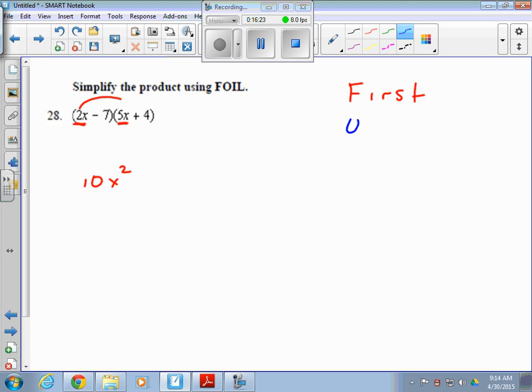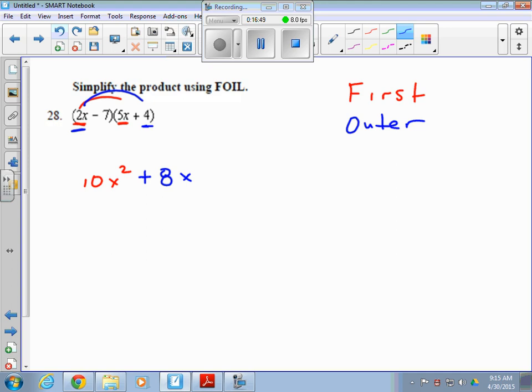The O part are your outer terms. Remember, when you're talking about outer, think of everything as a dartboard. This is the inner, this is the outer. So when you're looking for which ones are considered the outer ones, it's this one times this one. 2x times 4 is a positive 8x.